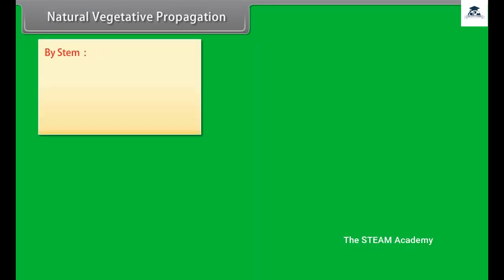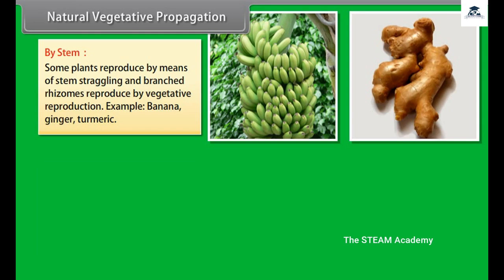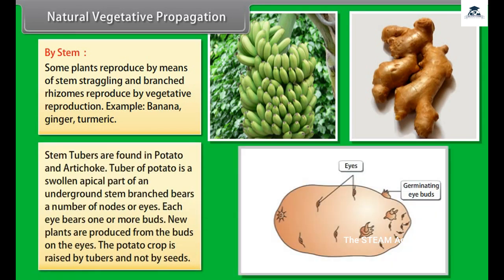By stem. Some plants reproduce by means of stem straggling, and branched rhizomes reproduce by vegetative reproduction. Example, banana, ginger, turmeric. Stem tubers are found in potato and artichoke. Tuber of potato is a swollen apical part of an underground stem branched, bears a number of nodes or eyes. Each eye bears one or more buds. New plants are produced from the buds on the eyes. The potato crop is raised by tubers and not by seeds.